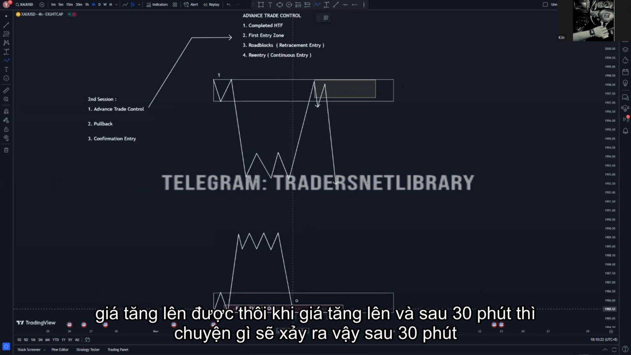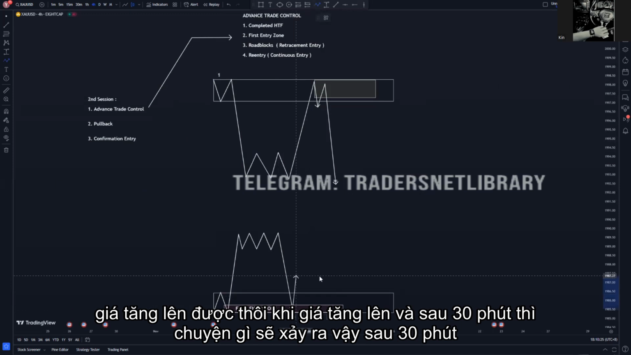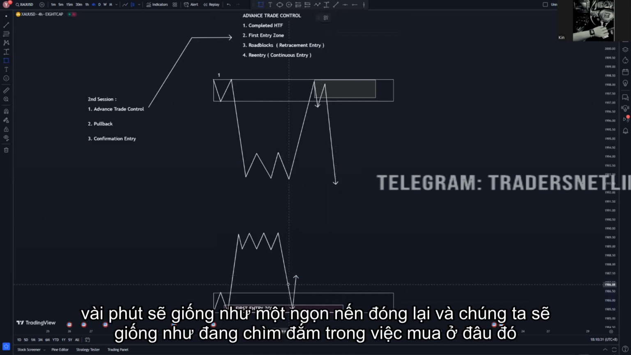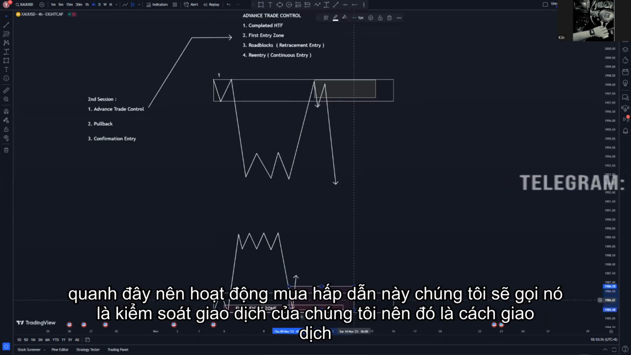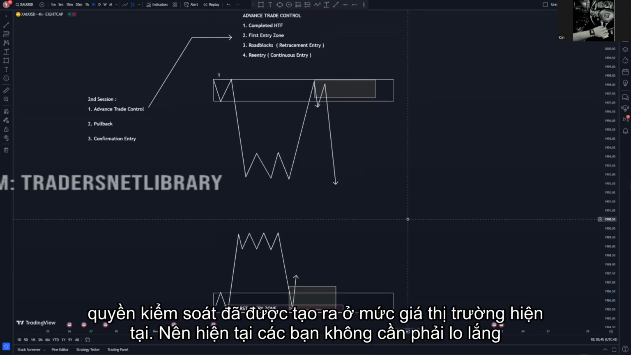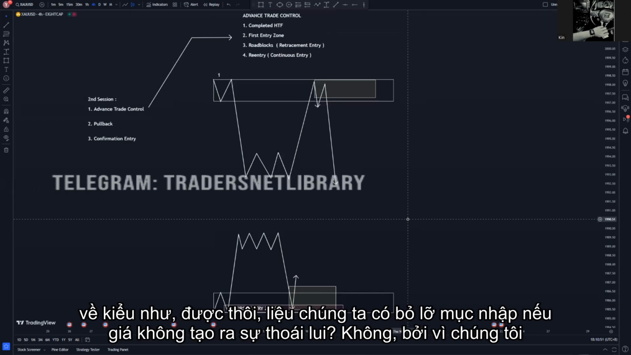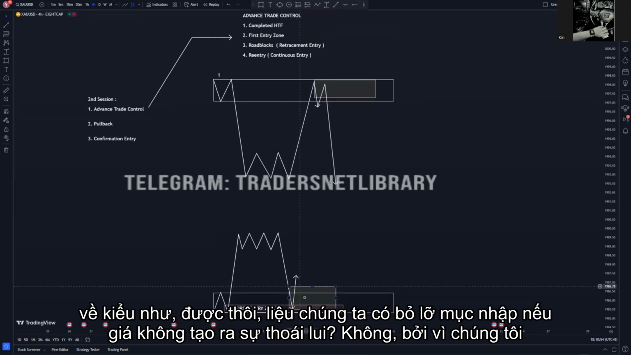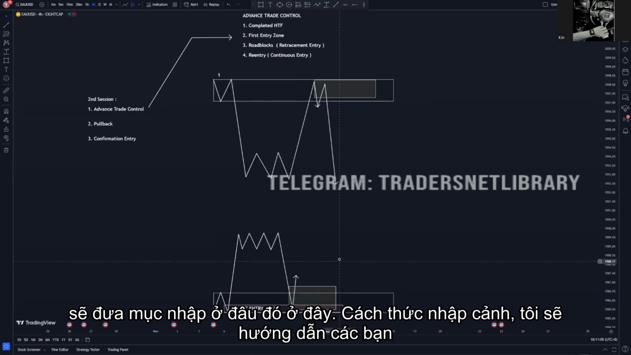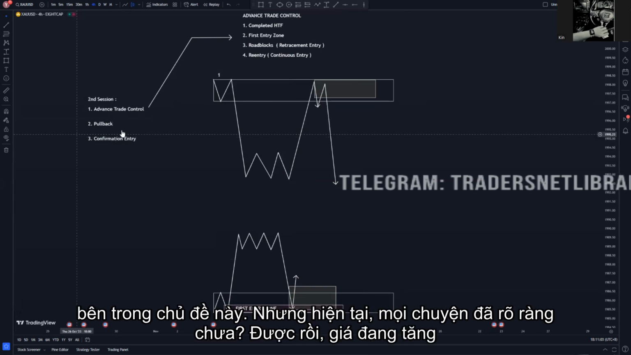And then when the price goes up, after 30 minutes, there will be a candle closing, and we will have our engulfing buy somewhere around here. This engulfing buy, we will call our trade control. That is how the trade control has been created at the current market price. For now, you don't need to worry about missing the entry if the price doesn't make a pullback. Nope, because we are going to take the entry somewhere over here. How to take the entry, I'm going to teach you inside of this topic.